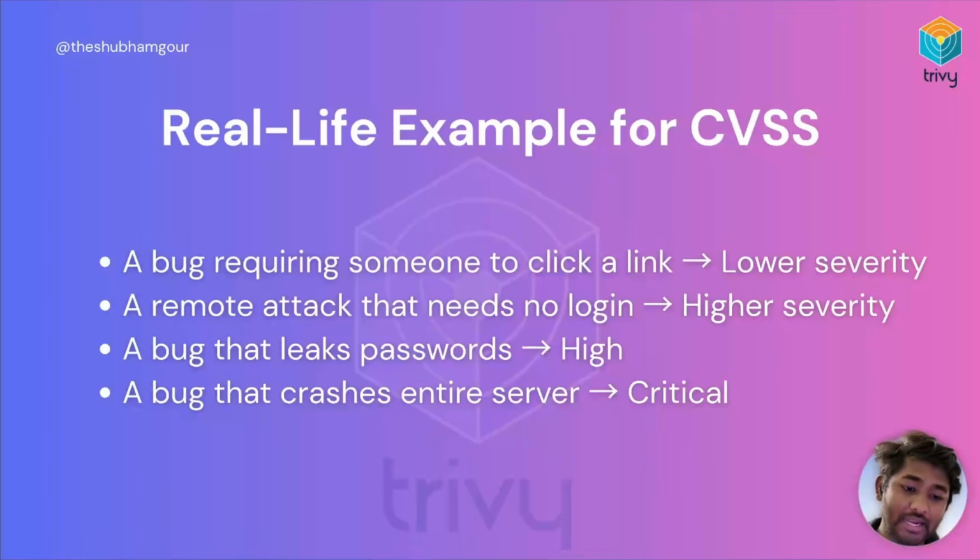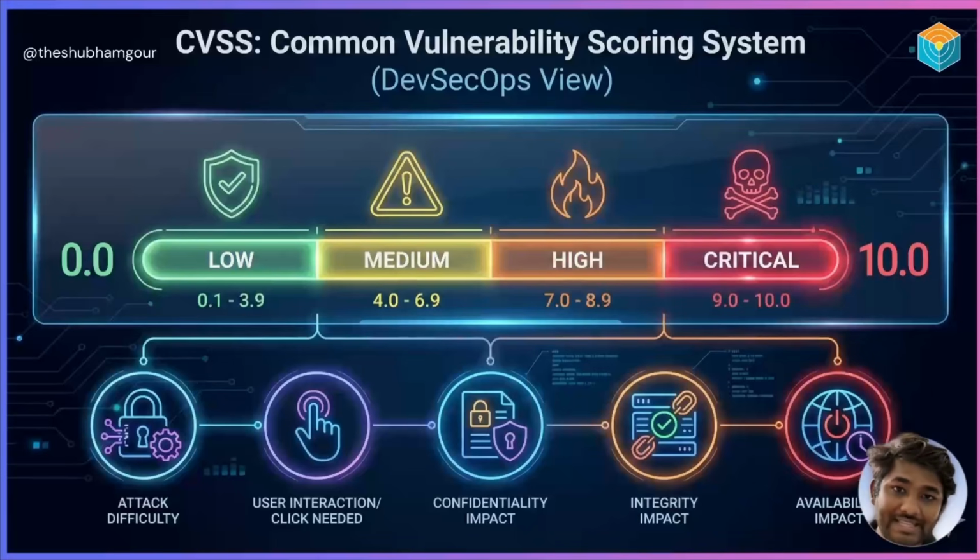Third, a bug that leaks passwords. Again, we are exposing passwords, so this will fall under high severity. And the last one, the critical one, a bug that crashes the entire server. This will fall under critical. Now, based on these examples, you can understand on what basis these scorings are done, right?